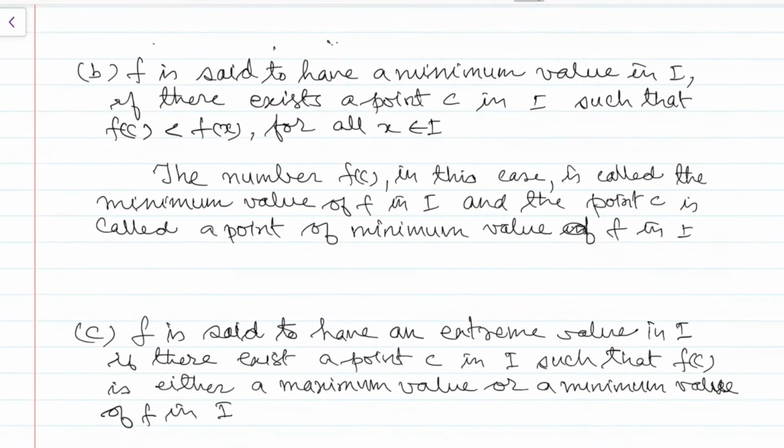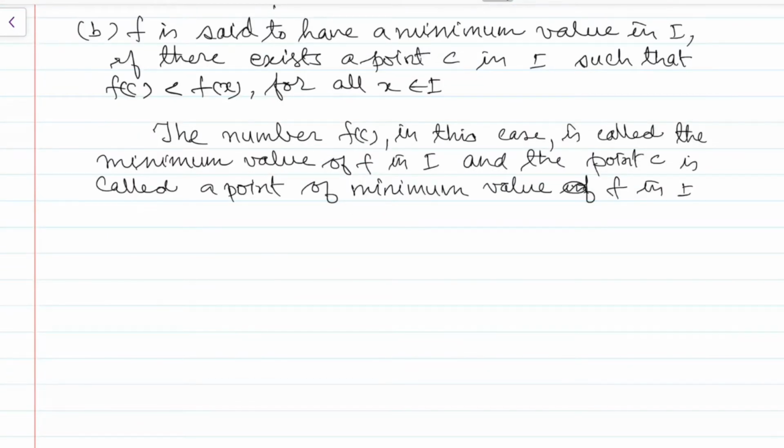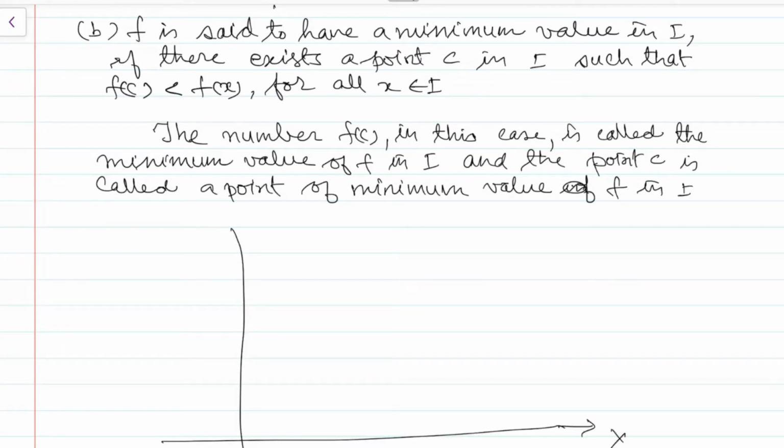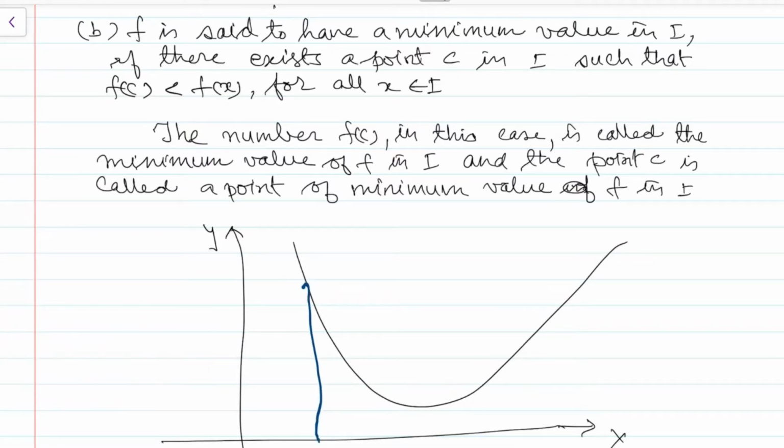Similarly, f is said to have a minimum value in I if there exists a point c in I such that f(c) is less than f(x) for all x belonging to I. Now let us see this graph. Suppose this is the x-axis and this is your y-axis. This is the graph of some function, and this function is defined, let us say, from x equal to a to x equal to b, and this is the graph of the function f(x).